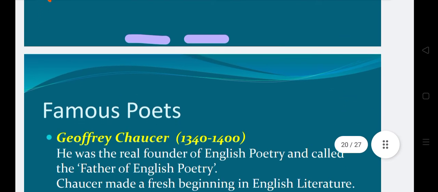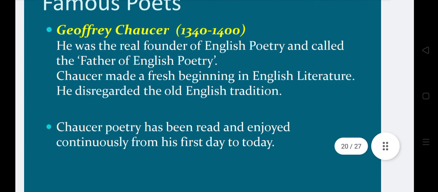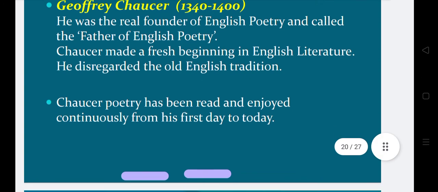And famous poets include Geoffrey Chaucer, 1340 to 1400. Chaucer was, you can say, the hallmark of English literature at that time. French dominated English, and all the writers preferred to write in French to get the attention of the rulers, who were the French people, the Normans. He was the one who started to make English literature flourish, writing in English. He was also known as the father of English poetry.